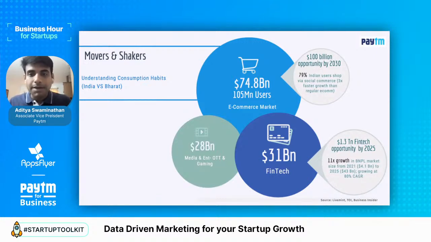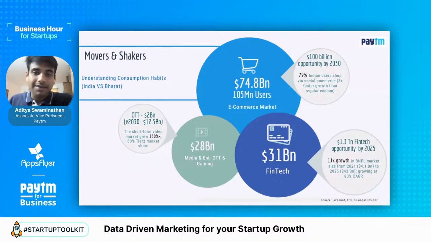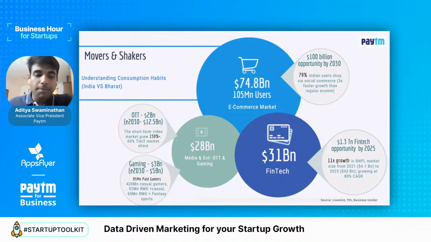The media, entertainment, OTT, and gaming industry is roughly about 28 to 30 billion. And by 2030, OTT itself is expected to grow to about 12.5 billion, which is largely driven by short form video and vertical video in the tier 2 markets, followed by gaming, which is expected to be about $5 billion. And well, I don't need to talk about gaming, IPL and PUBG and Koda, etc. The overall gaming ecosystem is growing very fast.